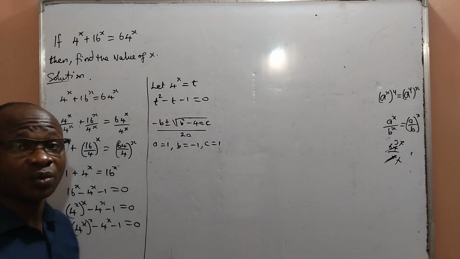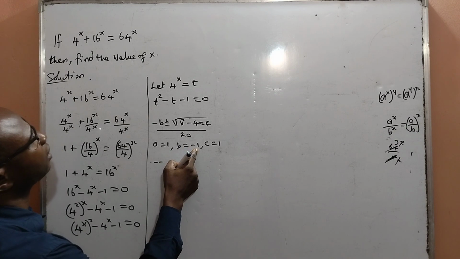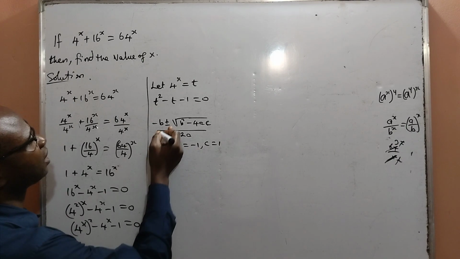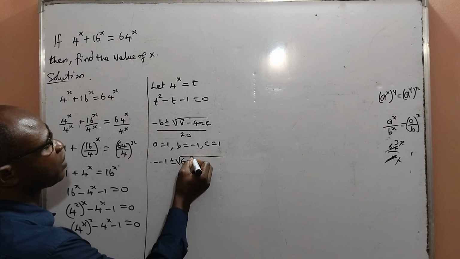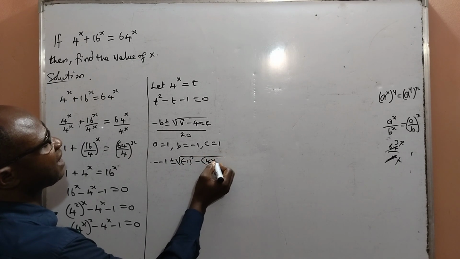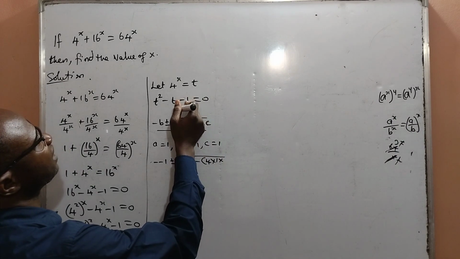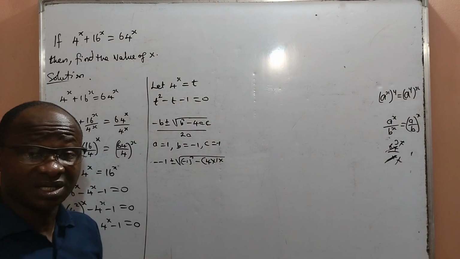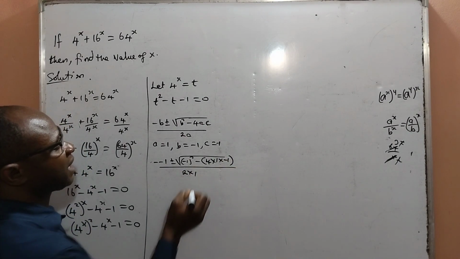Substitution into the quadratic formula will give me minus minus 1, okay? Then plus or minus the square root of minus 1 squared minus 4 multiplied by a, and the a is 1, and c here, please, is negative 1. So multiply by negative 1, everything divided by 2 multiplied by 1.